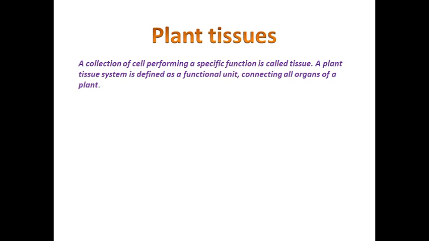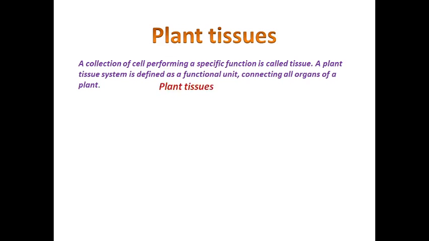Fine, what is a tissue? So let me tell you, a tissue is a collection of cells performing a specific function and which have a common origin. These cells in a tissue have a common origin. And you can say a plant tissue is defined as a functional unit connecting all organs of a plant.